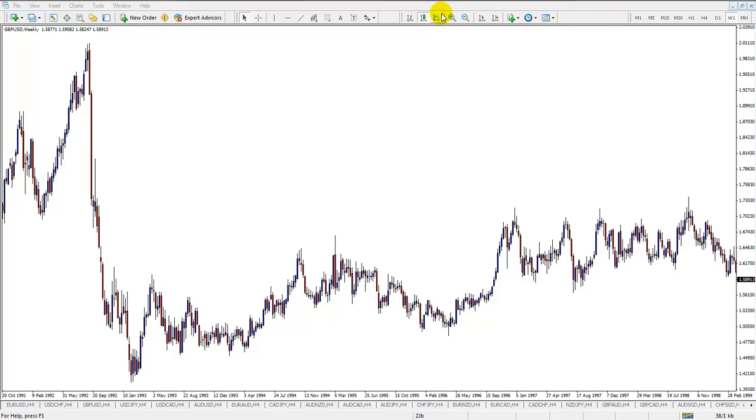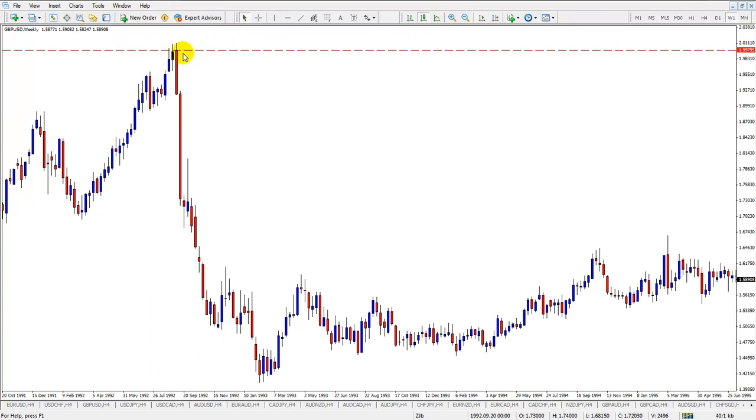So let me first go ahead and draw a line up here, a zone. And notice that I draw it right where the market closed on this candle and then opened there. I don't really use the wicks. I like to find spots at the extreme highs and the extreme lows.